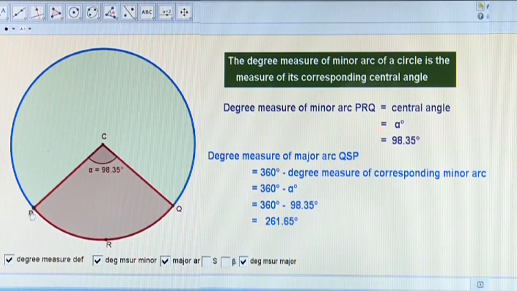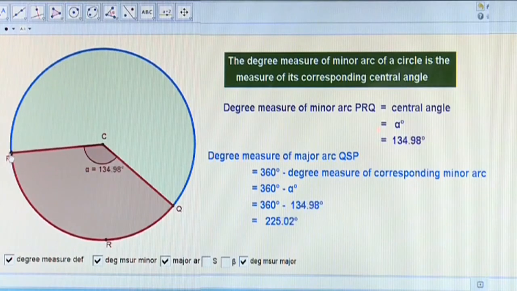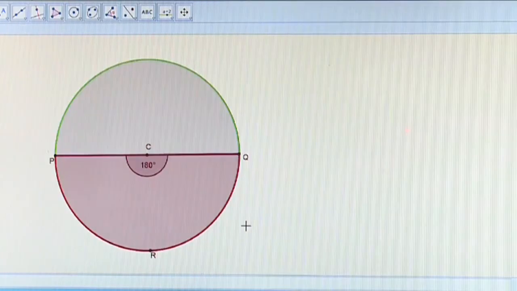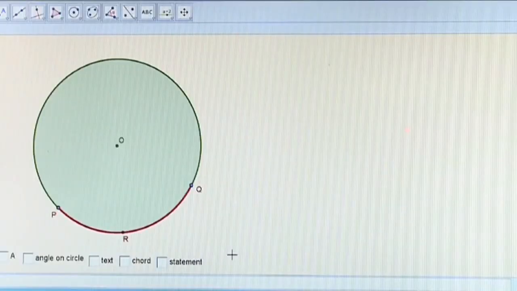Let me further increase the length of the minor arc. Look, length of the minor arc is increasing and the arc is going to be the semicircle. Can you predict the degree measure of semicircle? Yes. Look here, the degree measure of semicircle is 180 degree.